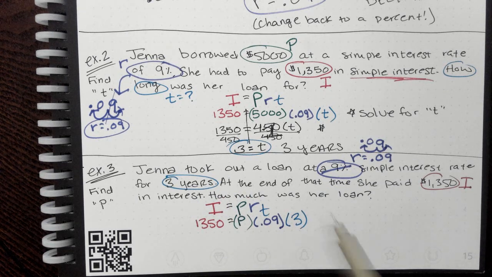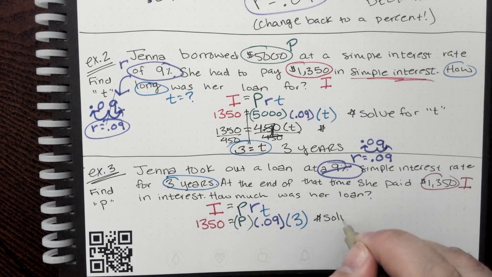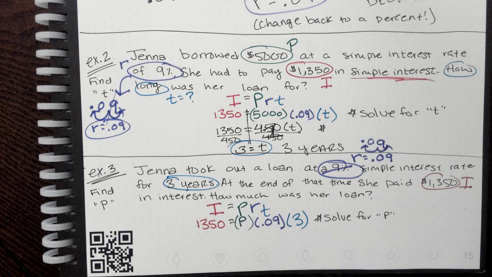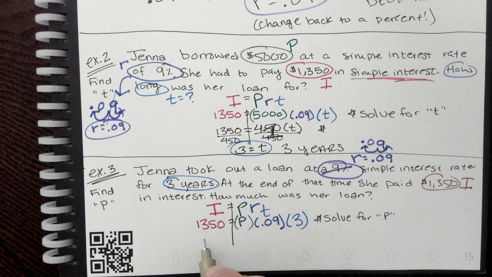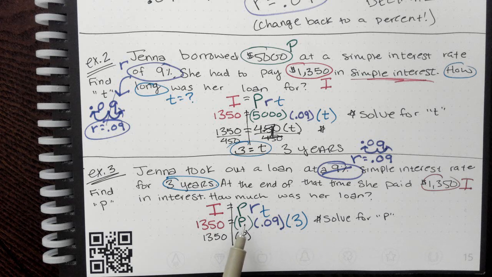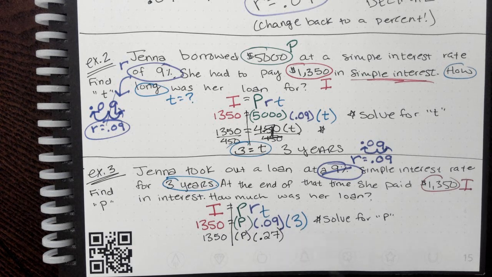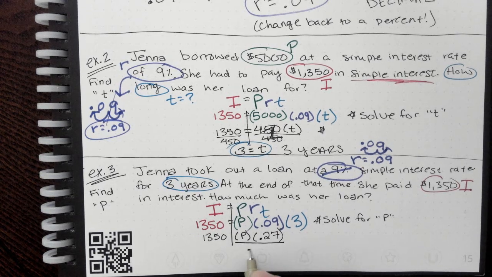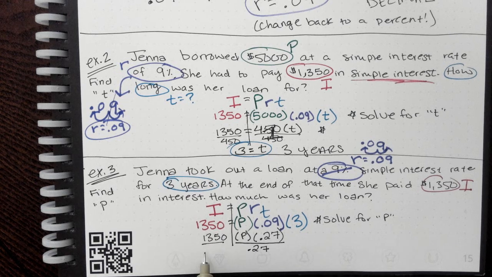Now I'm just going to solve this equation for P. Solve for P. I'll have 1,350 on the left side. I am not going to multiply P by anything because it's not a like term. I've got 0.09 and 3 that can be multiplied. That will get us 0.27. Okay. To isolate P, we'd have to divide by its coefficient, which is 0.27. So we'll divide by 0.27 on both sides of the equation.